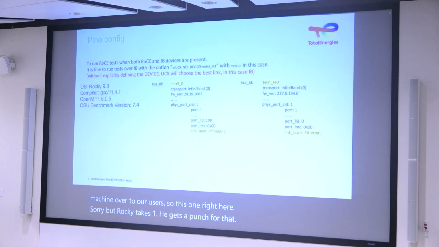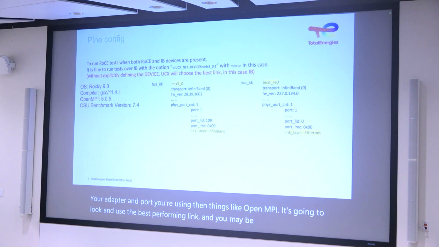Pine config, we were running on, let's see, this is 2 different HCAs. So on the CPU cluster, we use the Broadcom. So 2 different HCAs. If you don't specify explicitly, I'll show you the MPI run commands. If you're not explicit about the adapter and port you're using, then things like OpenMPI are going to look and use the best performing link. And you may be thinking you're testing Rocky RDMA when you're in fact running your traffic across InfiniBand.